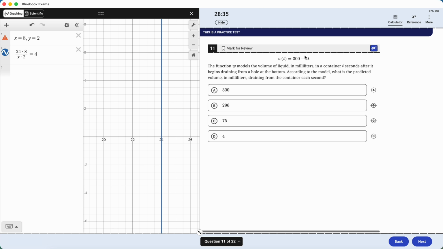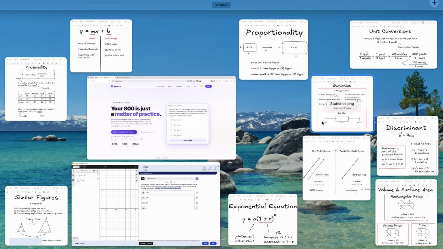Next one gives us a linear equation, right? You want to notice when they're linear. Sometimes it tells you, but otherwise you want to notice it. A linear equation has no exponents, that's it. And it tells us the function W models the liquid in milliliters in a container T seconds after it begins draining from a hole at the bottom. Okay, what is the predicted volume in milliliters draining from the container each second? The whole key to this question is reading this last part and understanding what they're asking you for. Because this is a linear equation, this question is asking you about slope.